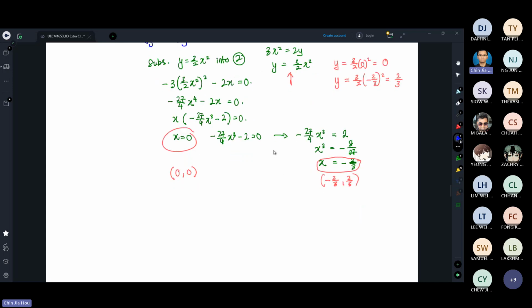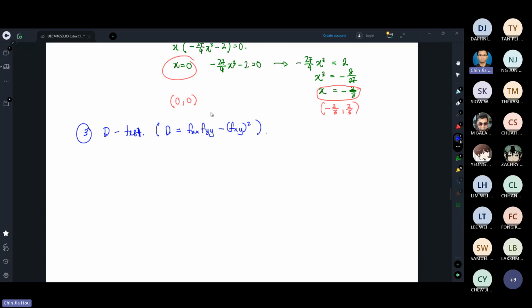Then I proceed. The third step is to do the D-test. For the D-test, I recommend that whenever you see an unconstrained one, to remind yourself of the correct D formula, you quickly write it out somewhere on your exam question paper or in your answer script. Just so that you remember the formula and you know that you need to use this formula to do the test. And then since we have two critical points, let's begin with (0, 0).